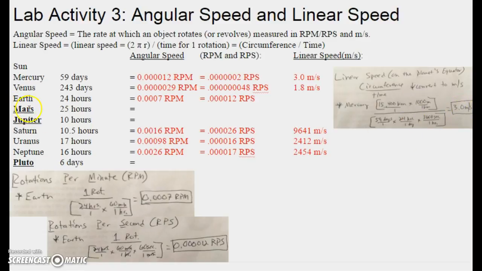And you can go ahead and solve for Mars, Jupiter, and Pluto. The angular speed in RPMs, RPS, and be sure to solve for linear speed for the missing Earth, Mars, Jupiter, and Pluto. And the other ones, answers are provided. So make sure you know the process here.